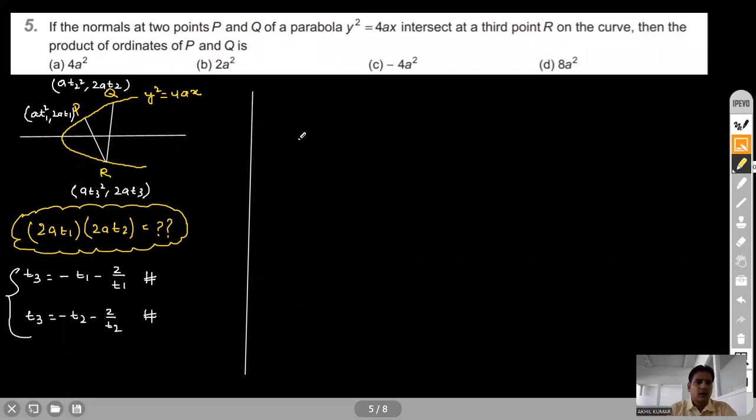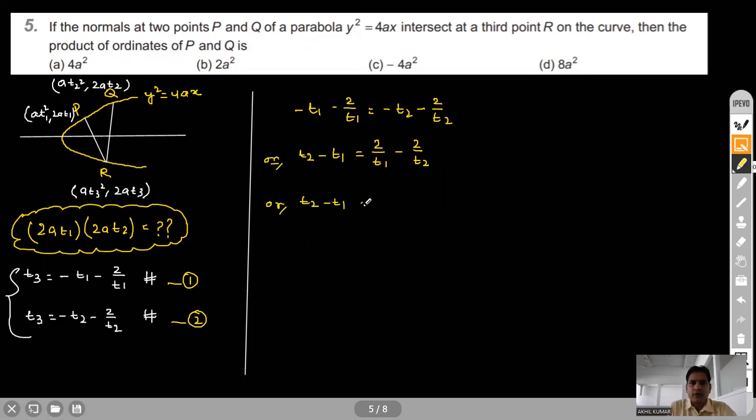Now, let me take this as equation 1 and this as equation 2. So from 1 and 2, you can write minus t1 minus 2 upon t1 is equal to minus t2 minus 2 upon t2. Okay. So let me take this t2 to the left hand side. It will be t2 minus t1, and let me move the rest to the right hand side. So it will be 2 upon t1 minus 2 upon t2. Is it okay? So t2 minus t1 is equal to, t1 t2 is our LCM, 2t2 minus 2t1 over t1 t2.